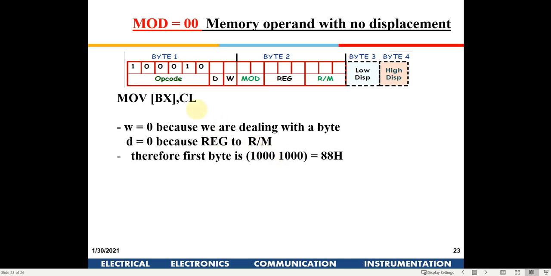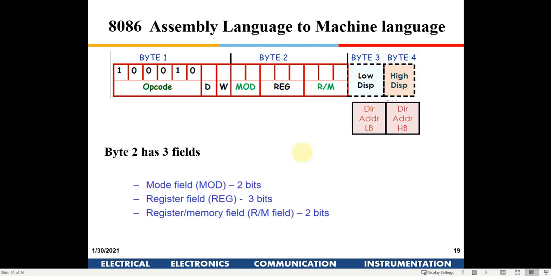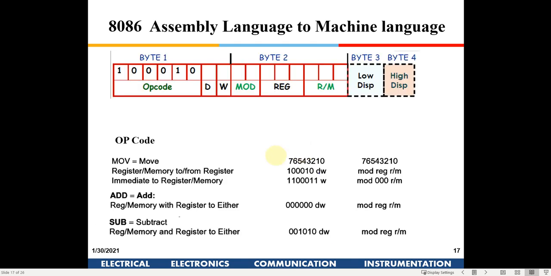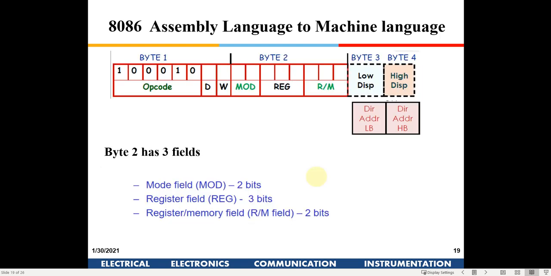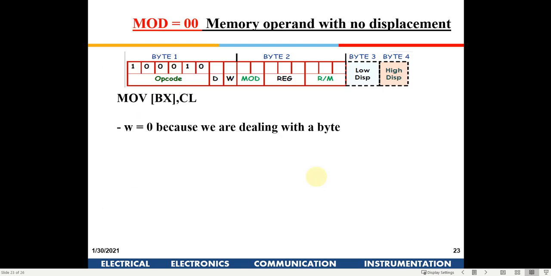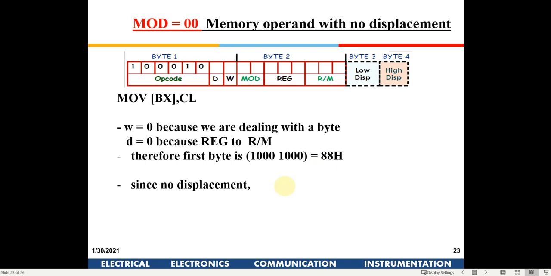Therefore, the first byte, this is the opcode. Opcode, again, you have to refer. Don't take it for granted. It is 100010. You just refer to that. Let me go back. Refer to it once more. Move register memory to or from register. So this is again the same one, 100010. Register slash memory is given. So it's the same move opcode. So I come to the same thing.